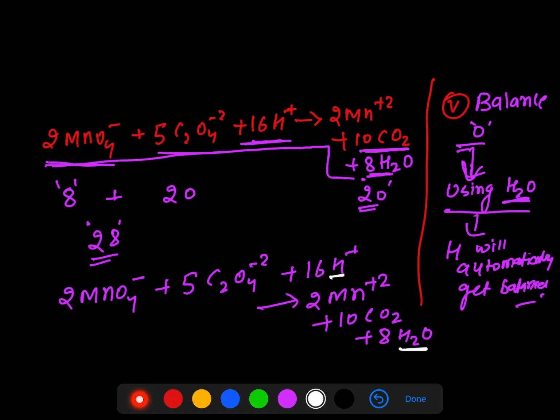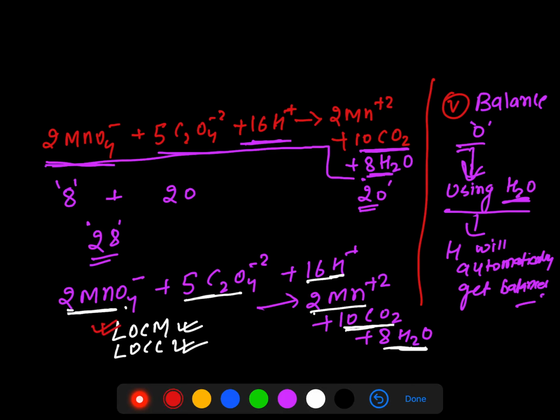Anyway, now how do you check if your redox reaction that you have balanced is correct or not? So first, check if all the masses are balanced or not. Then you check if all the charges are balanced or not. So if the law of conservation of mass and law of conservation of charge are satisfied, your redox reaction is correct, right? So for example, you see 2 manganese, manganese is balanced. 10 carbon is balanced. Oxygen we have already balanced. 8 from here, 20 from here, 28 oxygen. 20 from here and 8 from here, 28 oxygen balanced. 16 hydrogen balanced. So law of conservation of mass is being followed in this.